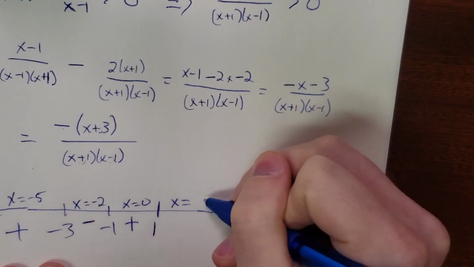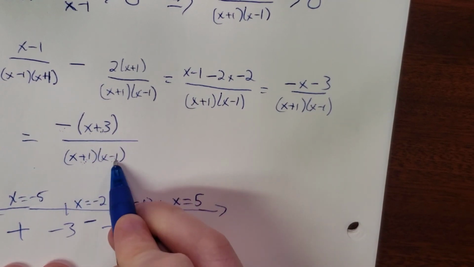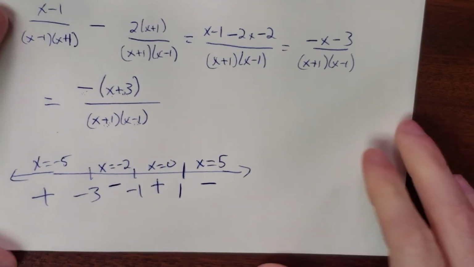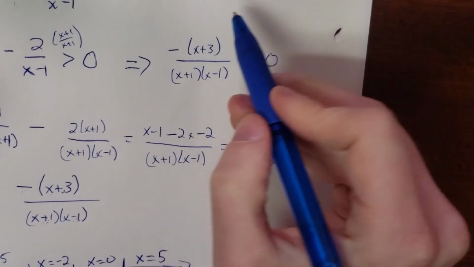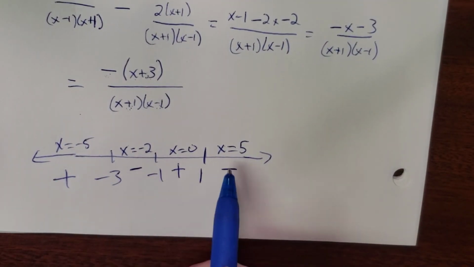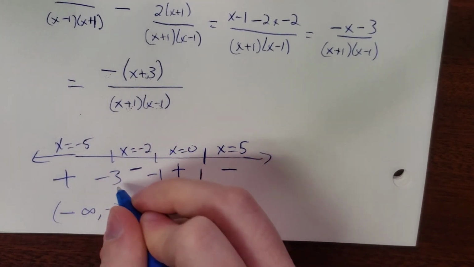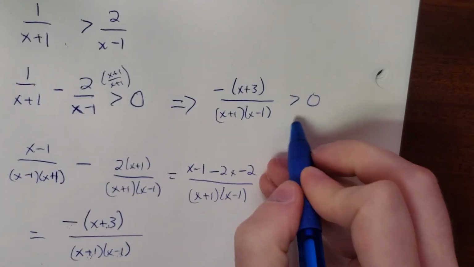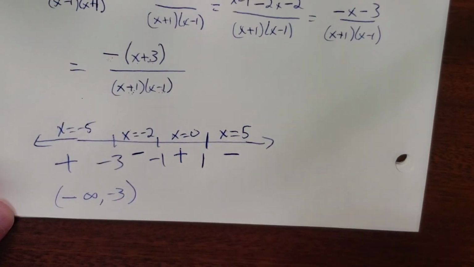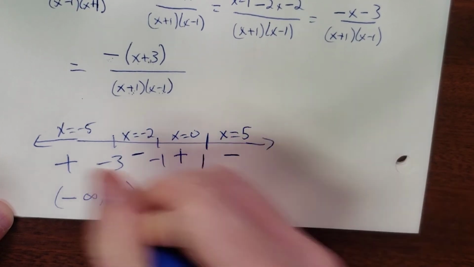x equals, let's pick 2 or 5. I'm going to pick 5 again. All right, positive, positive, positive. This is a negative, so the whole thing is negative. All right, so we wanted to know, when is this thing greater than 0? Well, if we look at our number line here, it is greater than 0 from negative infinity to negative 3. We're not including negative 3 because we want greater than 0, so we're not allowing equals to here. So we do not include negative 3. And union, the other interval, is negative 1 to positive 1.